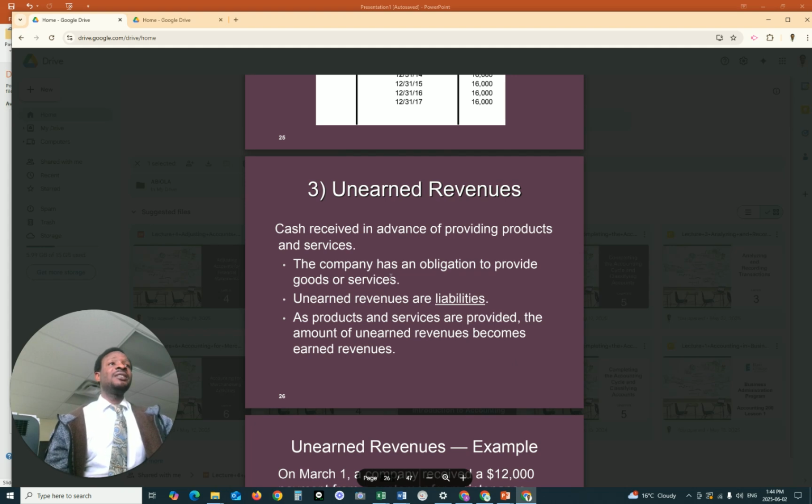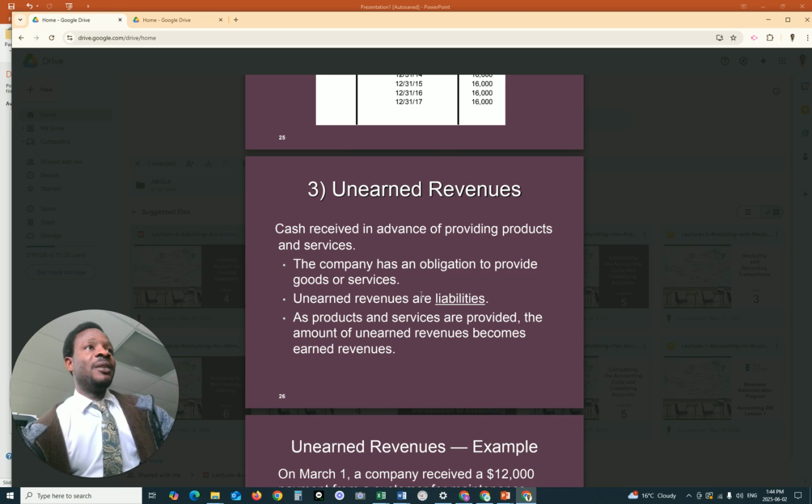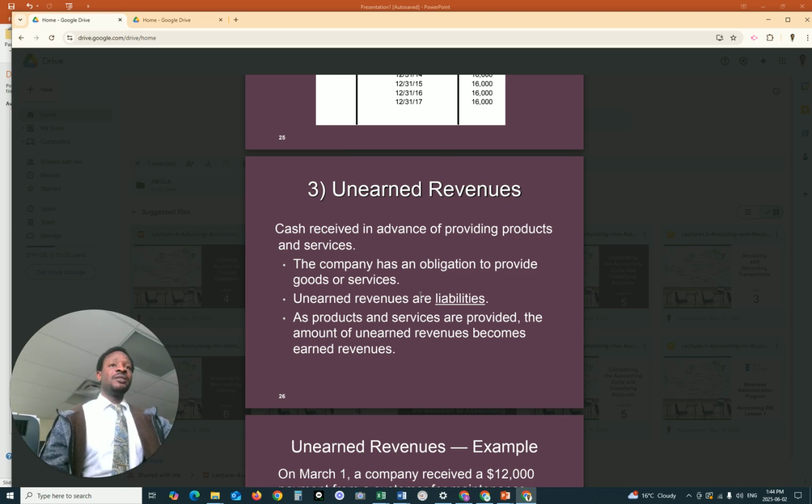Unearned revenues, cash received in advance of providing products. So before you provide services or goods, any cash that is received from the customer is an unearned revenue, and it is a liability. So the company has an obligation to provide goods and services. Unearned revenues are liabilities. As products and services are provided, the amount of unearned revenues would be reducing. So when you provide the service, the earned revenue will increase. But before you provide the service, the amount you have collected from the customer is unearned revenue. It's on the credit side, well, it is a liability.